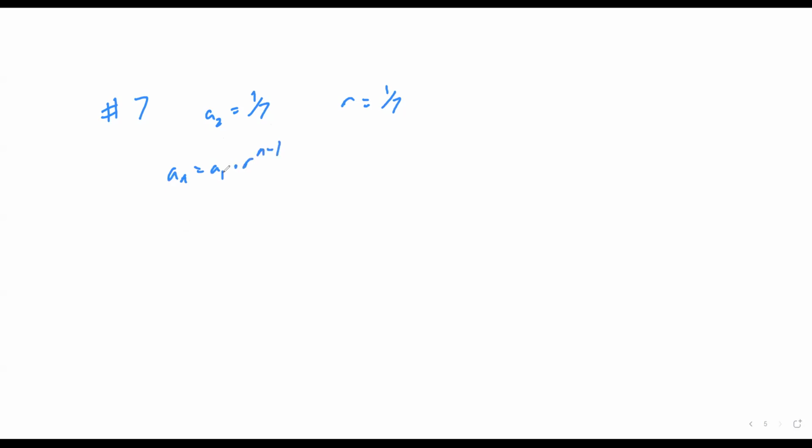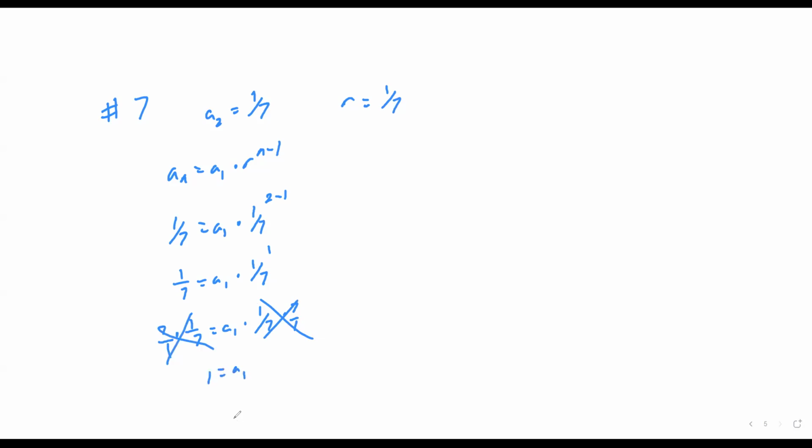I'm trying to calculate what a sub 1 is. So using a sub 2, that's going to be 1/7 equals a sub 1 times 1/7, and this will be 2 minus 1. So this would be 1/7 equals a sub 1 times 1/7 raised to the 1 power. So this is 1/7 equals a sub 1 times 1/7. Again, you could skip a lot of these steps. But then to get rid of this fraction, I'm going to multiply by 7 over 1, and that tells me that a sub 1 is equal to 1.